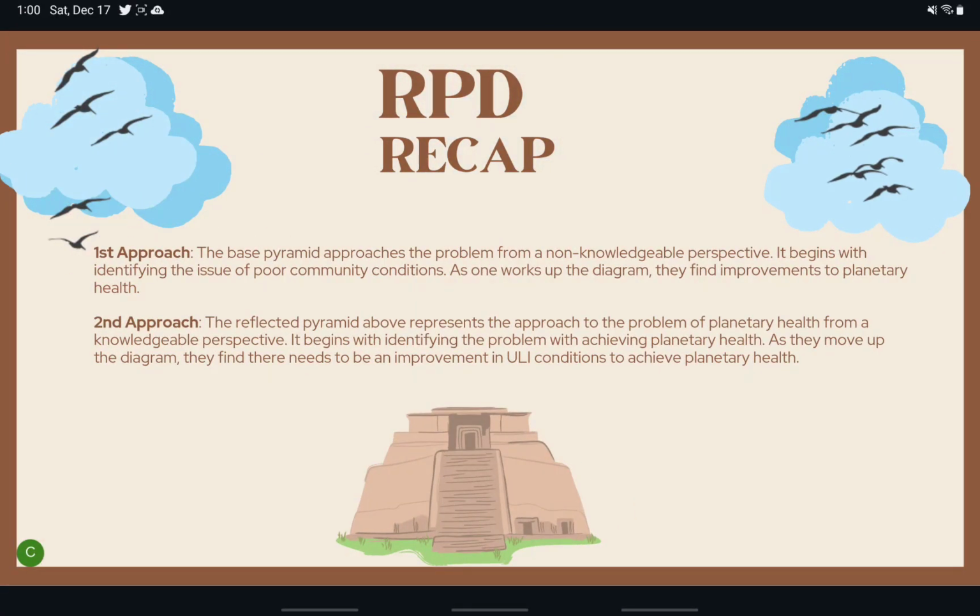Here's a recap of the RPD. The base model approaches the problem from a non knowledgeable perspective. It begins with identifying the issue of poor community conditions. As one works up the diagram, they find improvements to planetary health. The reflected pyramid above represents the approach to the problem of planetary health from a knowledgeable perspective. It begins with identifying the problem with achieving planetary health. As they move up the diagram, they find there needs to be an improvement in ULI conditions to achieve planetary health.